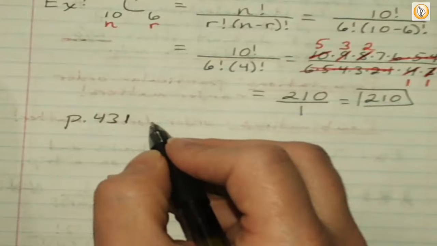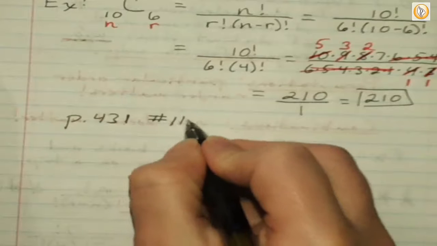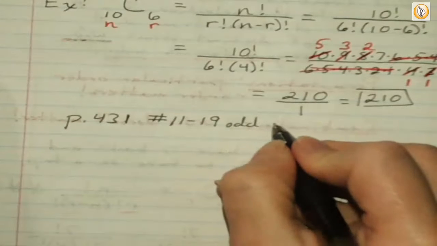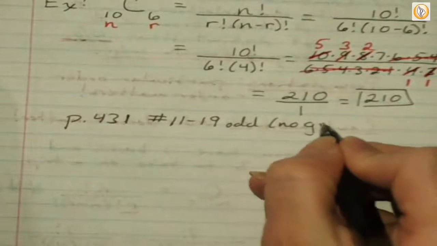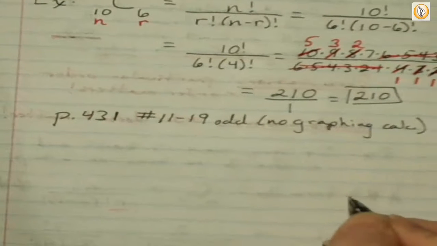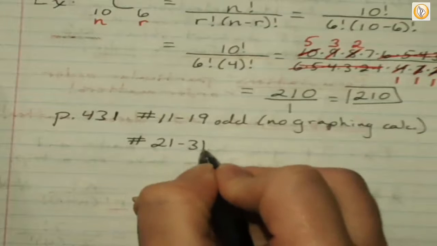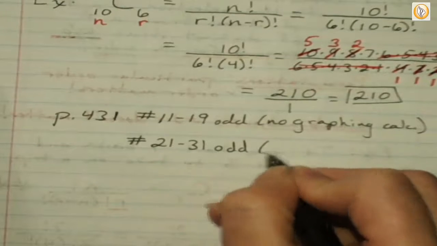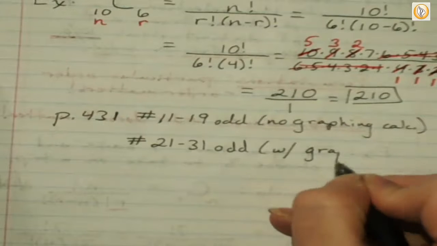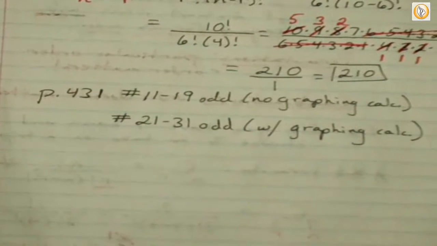Ooh, I think I'm gonna have a little fun with this. All right, you're gonna do numbers 11 through 19 odd. No graphing calculator. I'm just going to go with graphic. Numbers 21 to 31 odd. You don't have to, but you can use a graphing calculator. It's Friday. I just put juicy. Okay.